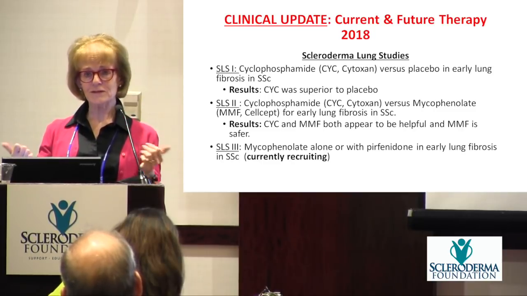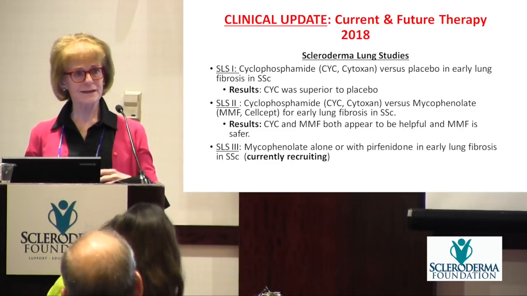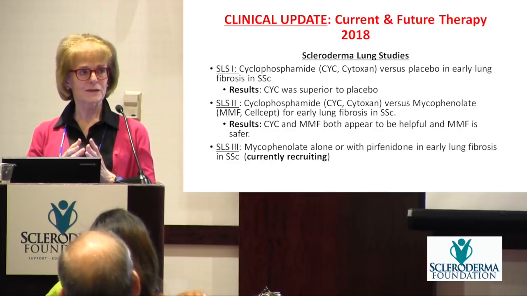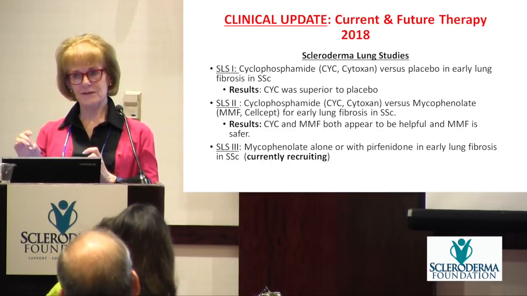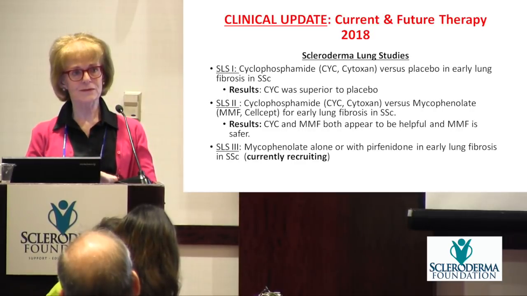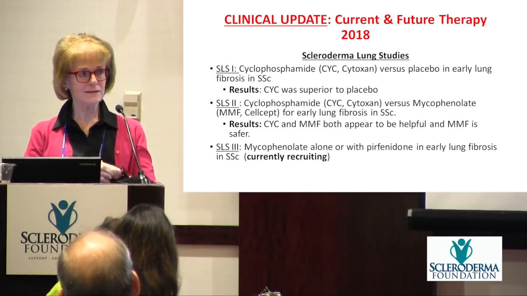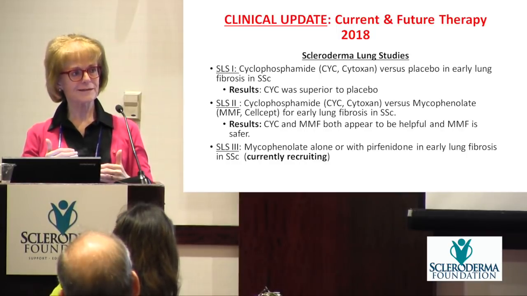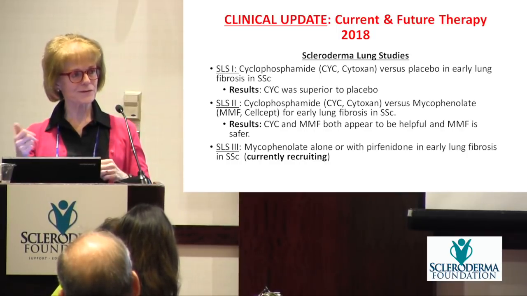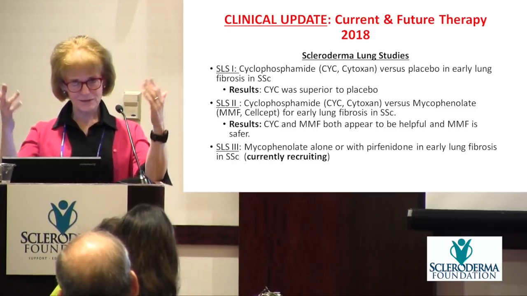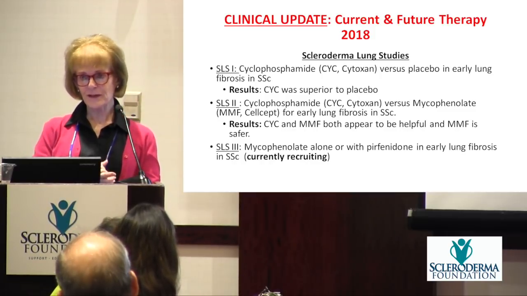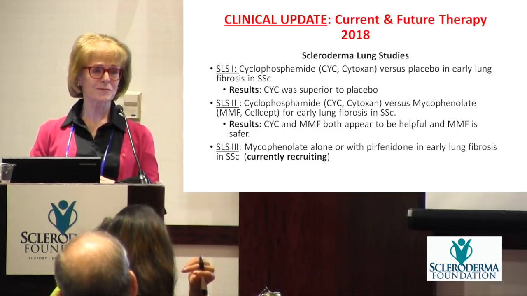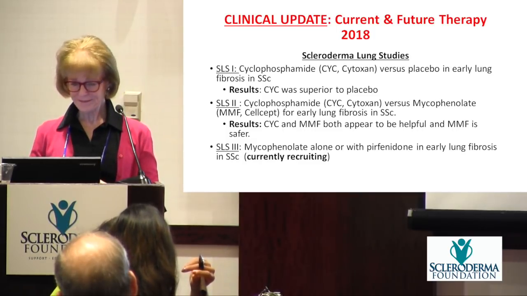You get pulmonary function tests, you get a CAT scan, beginning and end. So if you are in that category, within 7 years of diagnosis and you have early lung disease, your doctor's thinking about treating it, contact one of the scleroderma centers, and the Scleroderma Foundation has a list of all of these centers. And if you can find one near you, then it would be helpful to participate in the trial.